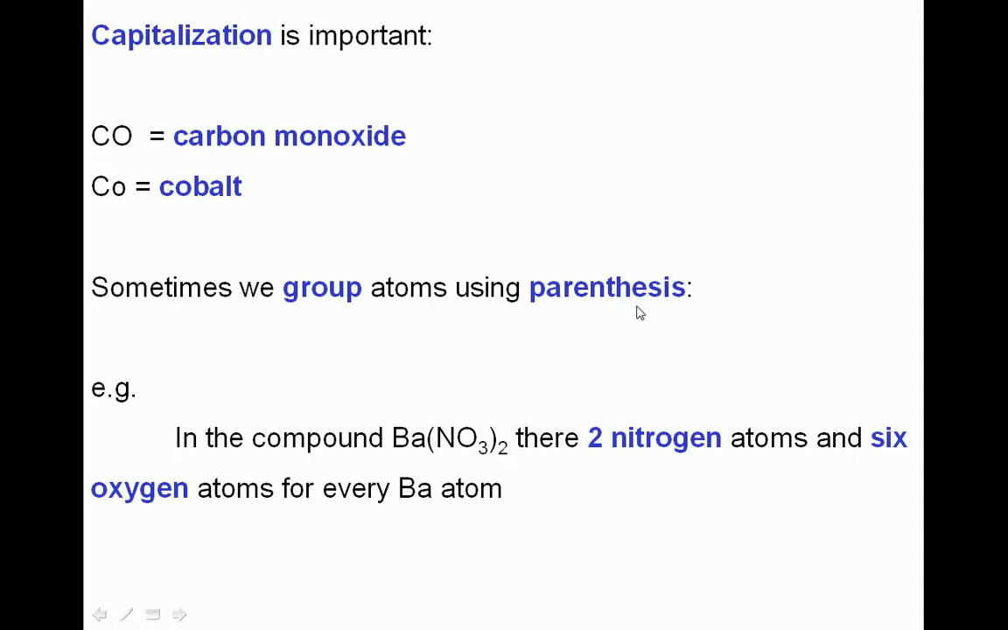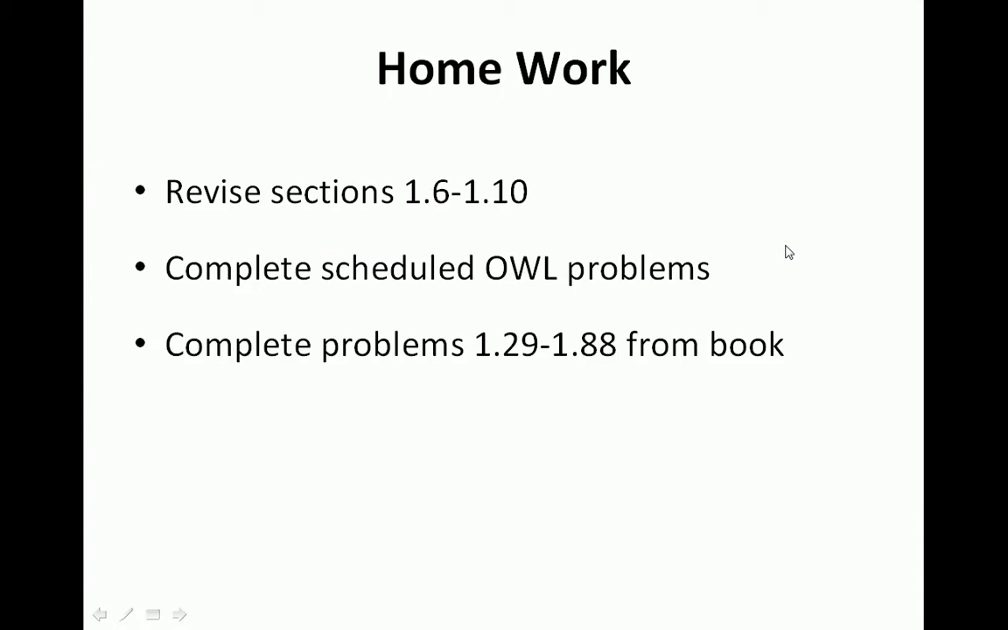Sometimes we group atoms using parentheses. So this compound here is called barium nitrate. And you can see that I've got this group of atoms, NO3, within parentheses, and then there is a subscript 2. And this indicates that there are 2 of everything that is in parentheses. So in this compound, there are 2 nitrogen atoms, 2 times 1, and 6 oxygen atoms, 2 times 3, for every 1 barium atom. Okay, so it gets a little bit confusing, but we'll do plenty of practice.